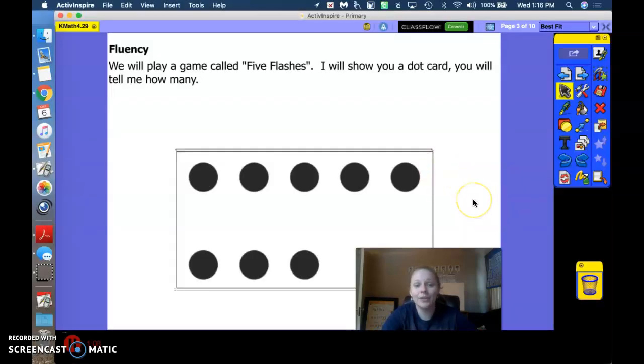All right, I'm going to show you some cards and you will tell me how many. Show me quick with your fingers how many you see and say the number out loud. Try and beat me.